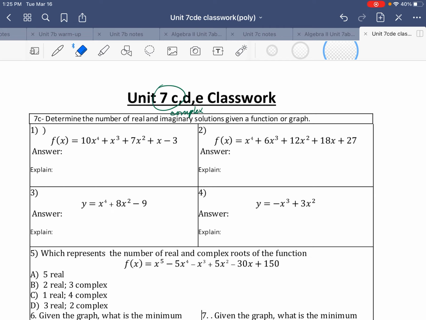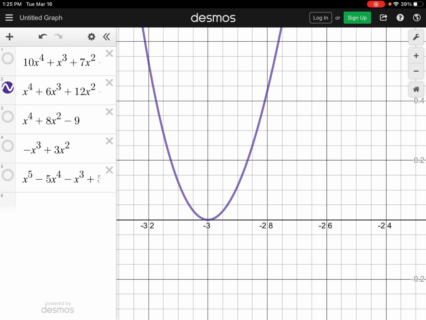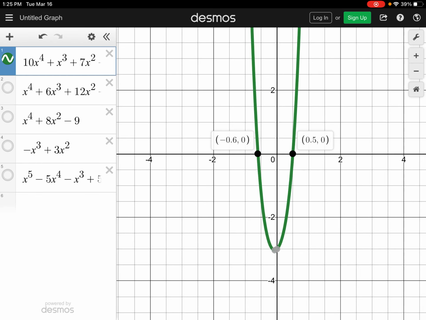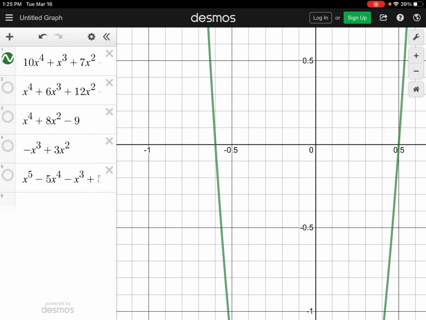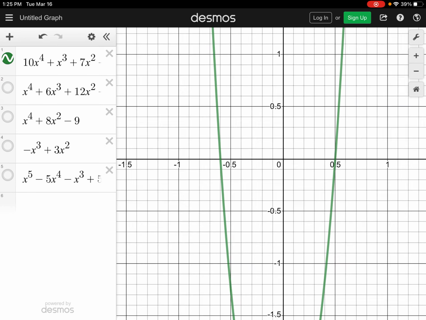So number one, you're going to put this right into Desmos, and in Desmos, we're going to look for the x-intercepts. There's two of them. Both x-intercepts go through the x-axis in a very straight line. If you zoom in, it's a very straight line. That's a linear solution, one solution.